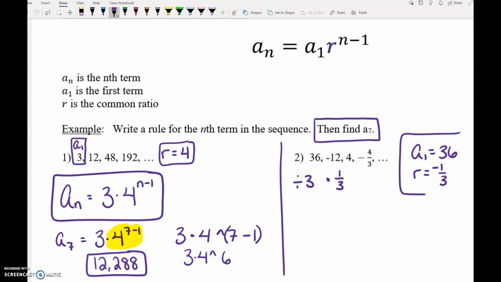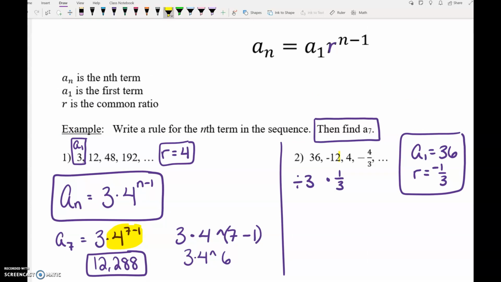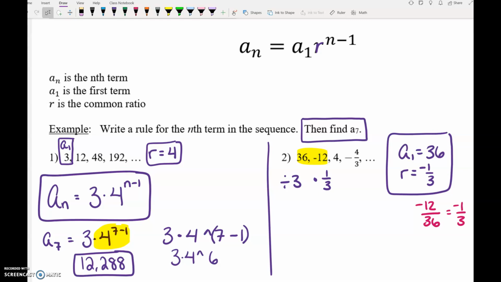So here's the information that we need. If you are struggling to find that R value, take the first 2 terms and do the second term divided by the first term, and then simplify that fraction. That will simplify to negative 1/3 to give you that R value.